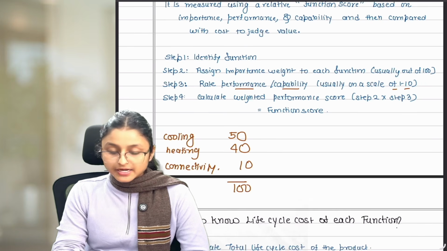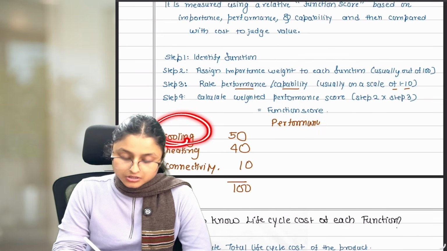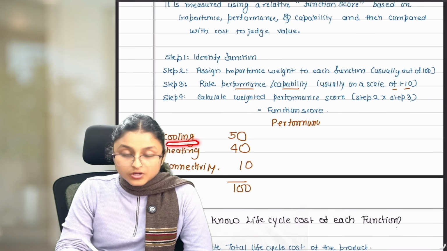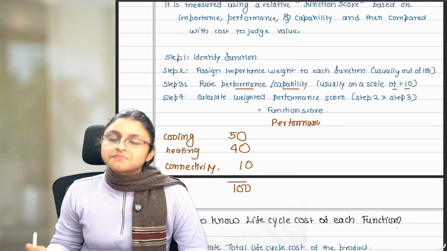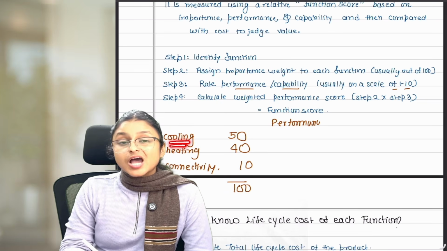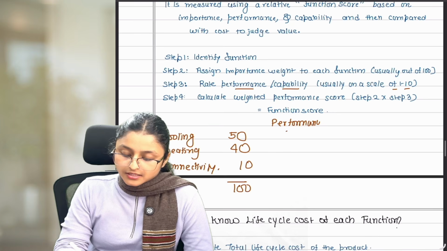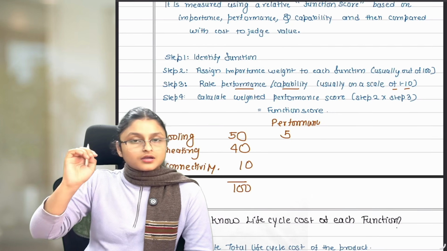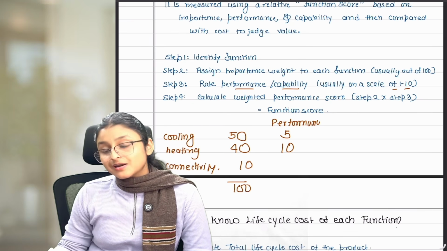Now here what will I do? For performance and capability, I'll give every function out of 10 marks. So for cooling function, how my AC, the product which we are making, is performing. Our AC's cooling function is okay-ish, and that is why I'm giving only 5 points. Heating function is very good. Our AC is very good at performing heating function. So I'm giving it 10 points.